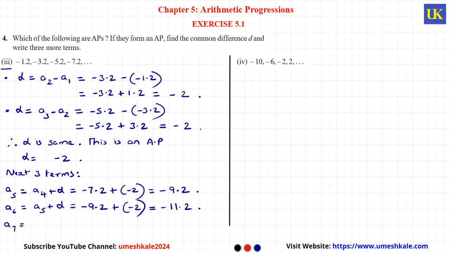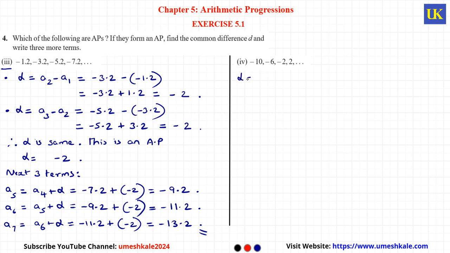Now we will find a7. A6 plus d we have to do. So A6 is minus 11.2 plus D is minus 2 is equal to minus minus, we have to add and retain the minus sign. So minus 13.2 is our answer. So this completes our third sub question. Now we will do the fourth sub question.